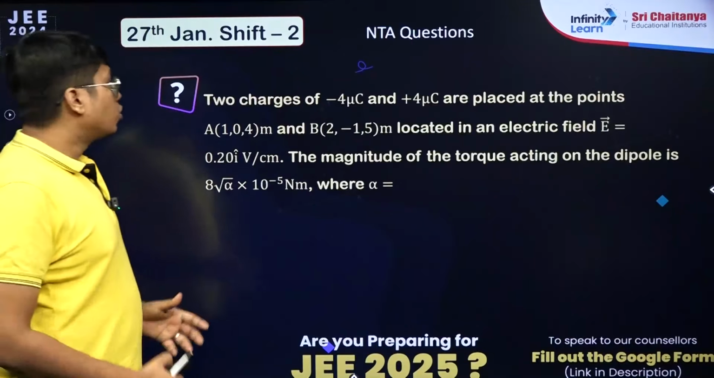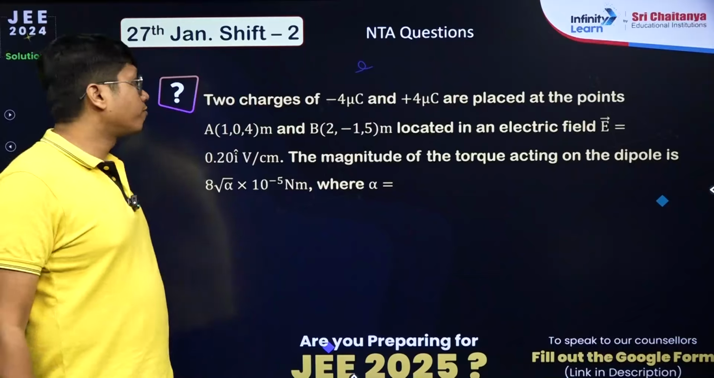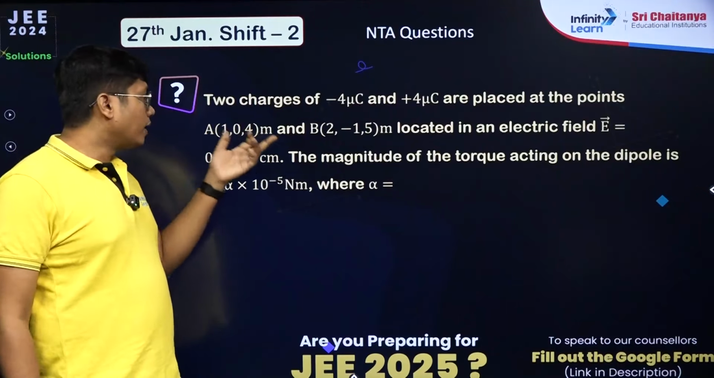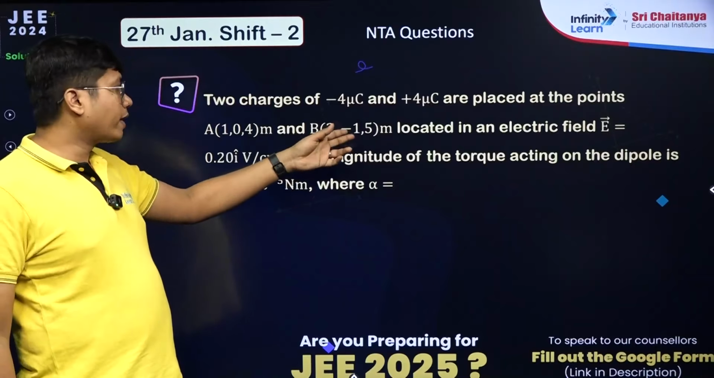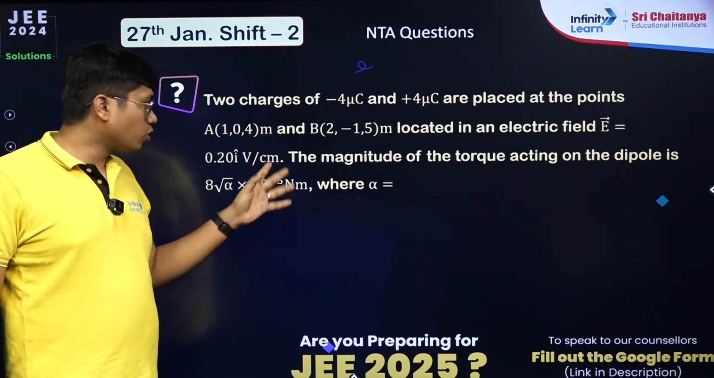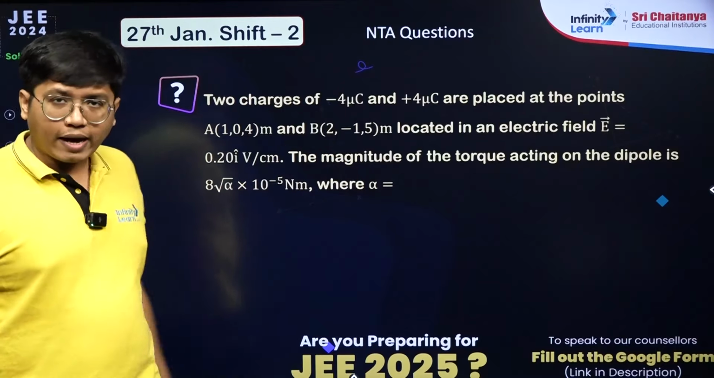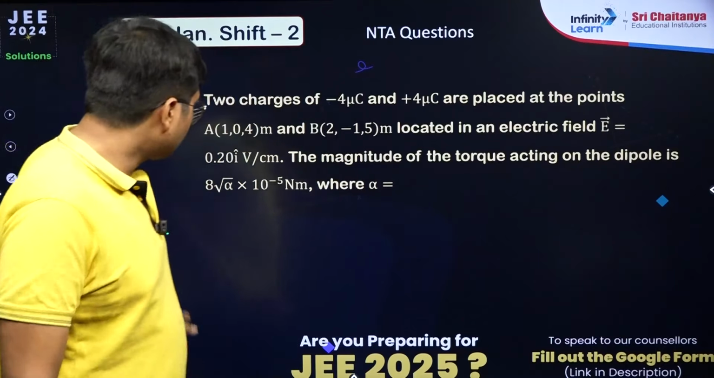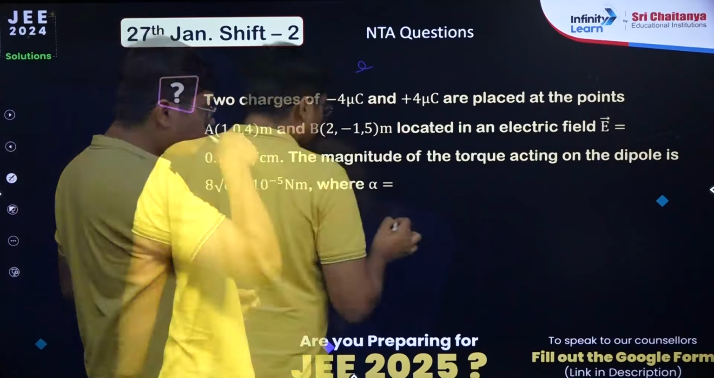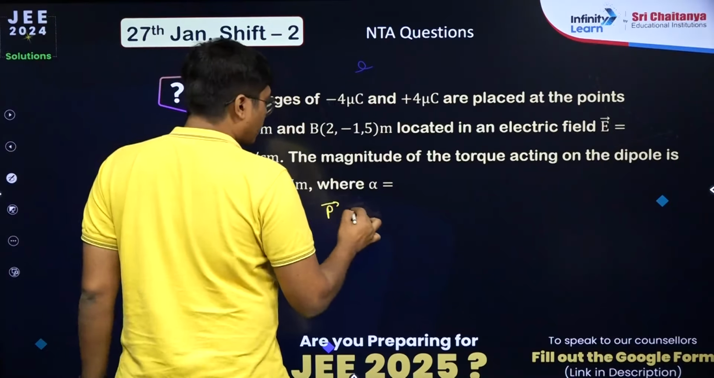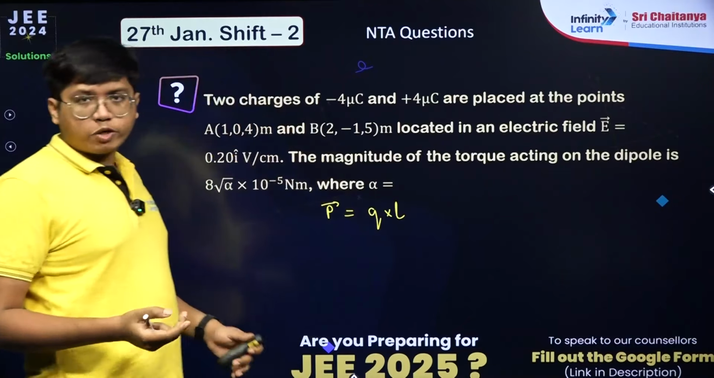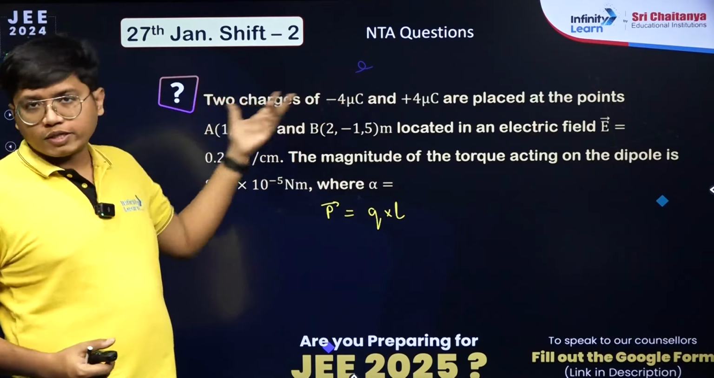This says two charges of minus 4 microcoulomb and plus 4 microcoulomb placed at the points 1, 0, 4 and 2, minus 1, 5, located in an electric field E equal to 0.2 i cap, so on and so forth. Magnitude of torque acting on the dipole is 8 alpha into 10 to the power minus 5. So we know dipole moment is equal to Q into L, the charges into the distance between the charges.